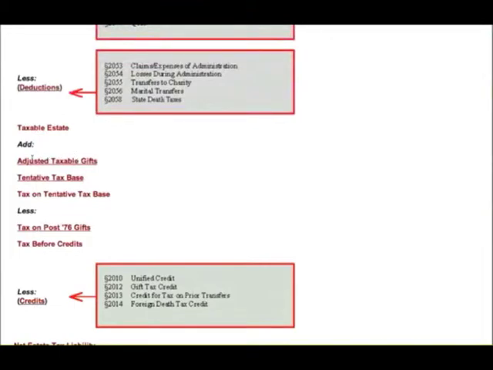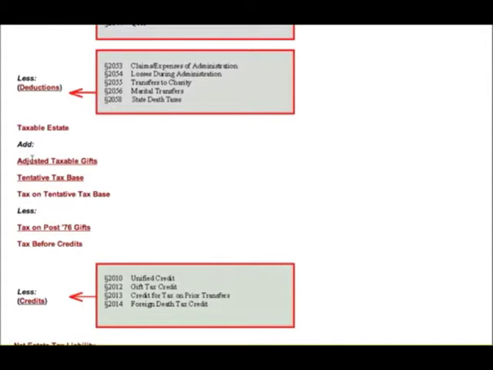Someone in one of the discussion forums wanted to know what is considered an adjusted taxable gift. And basically, an adjusted taxable gift is a taxable gift that is made after 1976 that has not been pulled back into the gross estate. You start off with the taxable gifts. You calculate the gross gift tax on that amount, subtract out the available unified credit, and that enables you to arrive at what's called the adjusted taxable gift.